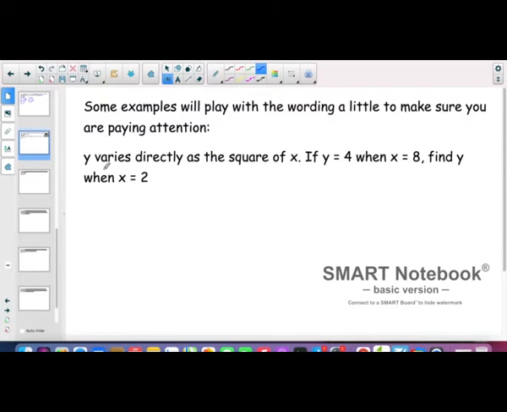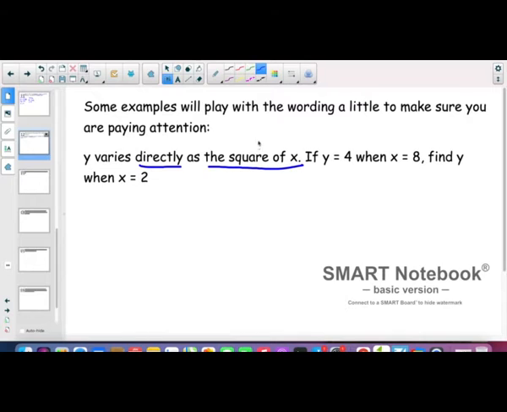This one's a little bit different. It says y varies directly. So if it's a direct variation, we know it's of the form y equals kx. But this one doesn't say y varies directly as x. This says y varies directly as the square of x. Now let's think about what that means.